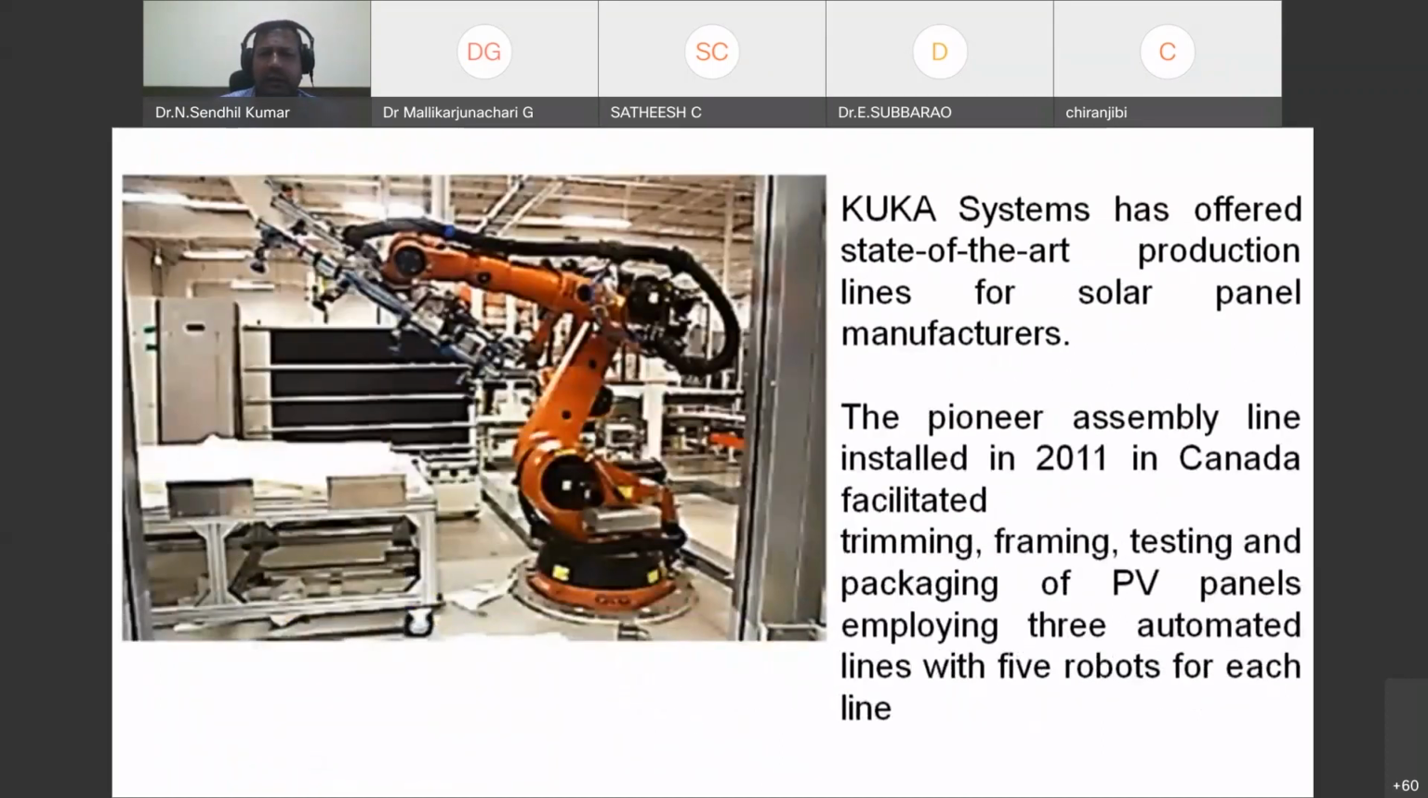Here is another thing, KUKA systems. These are also used in PV panels for packaging, framing, and testing, all those things in the solar sector. So it will be minimizing the cost of the entire thing. The final objective is minimizing the cost.